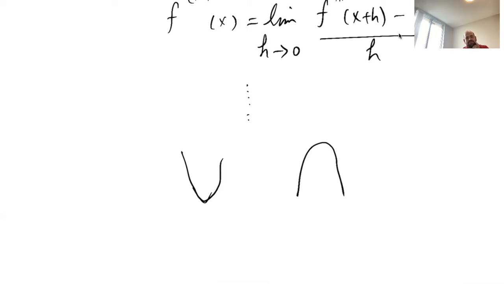Okay, so the first derivative, we saw, is the slope of the tangent line. The second derivative determines the concavity of the function. It also has other applications. We'll get into the applications later. But for now, let's stick to the definition and let's stick to some examples. So let's look at an example.